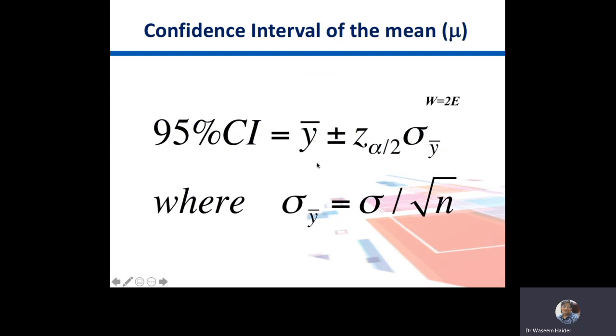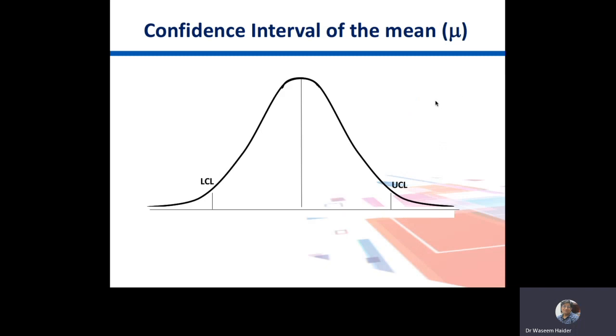We know that the confidence interval is given by this formula. Suppose we are looking for the 95% CI, or confidence interval. It is given by y bar plus or minus z alpha by 2 into sigma y bar. This part over here is called the margin of error, or E, and we already know that the width of the confidence interval is 2 times E. We can see that again here.